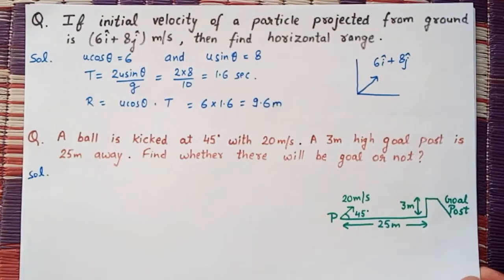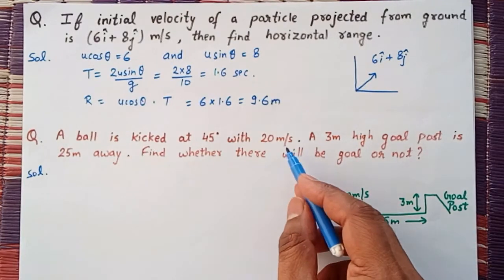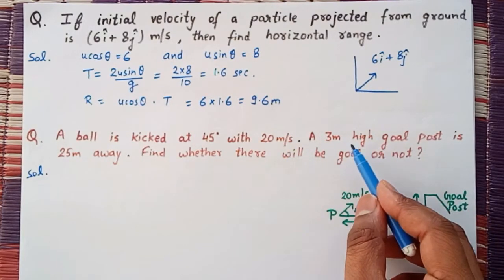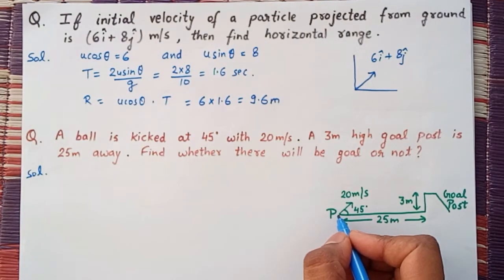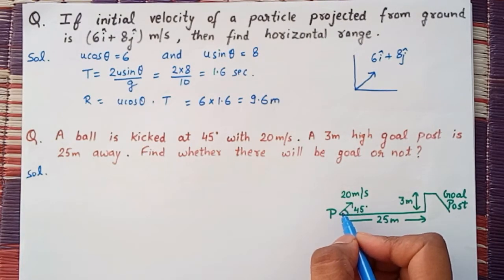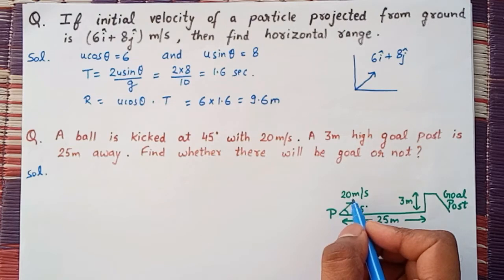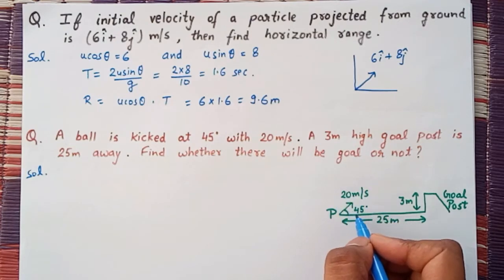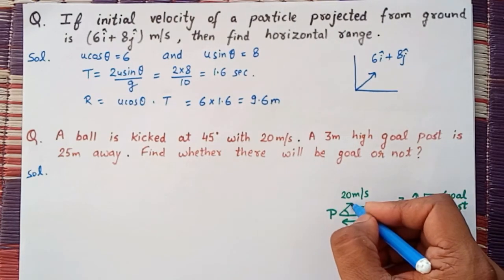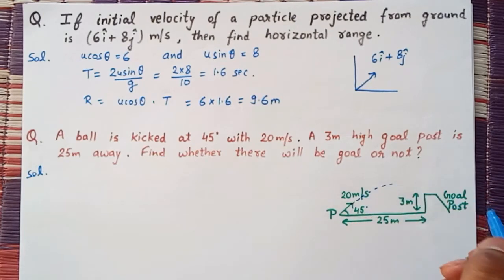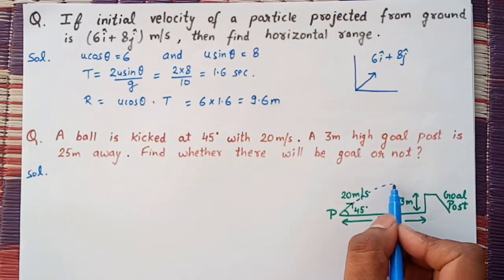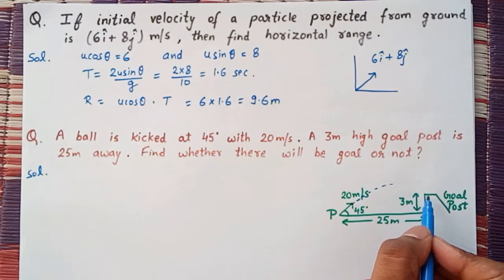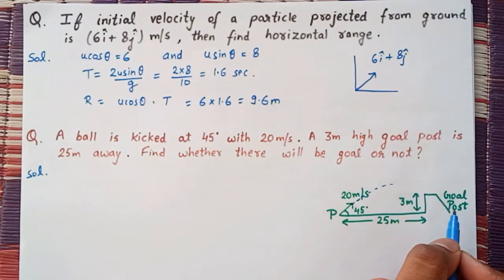Next question. A ball is kicked at 45 degree with 20 meter per second. A 3 meter high goal post is 25 meter away. See, there is a player P, and he has kicked a ball with the speed of 20 meter per second at the angle of 45 degree. So this ball will go like this. Now we have to check whether it will goal or not. Means it will enter the goal or it will go over the goal.